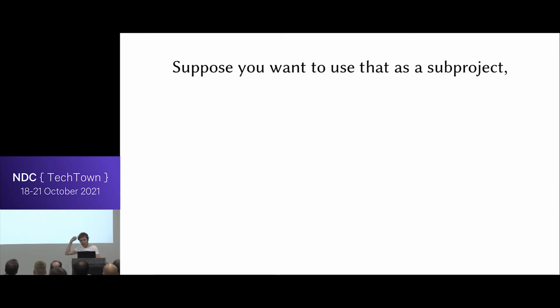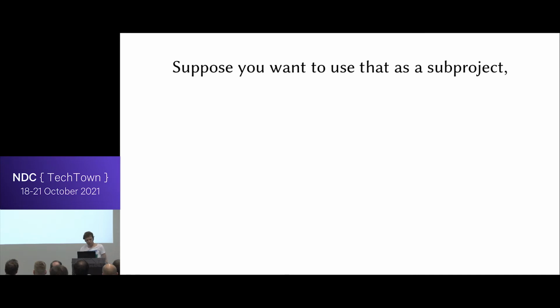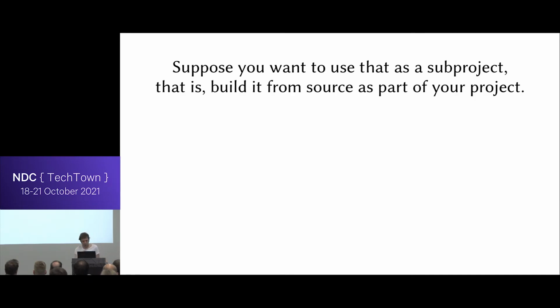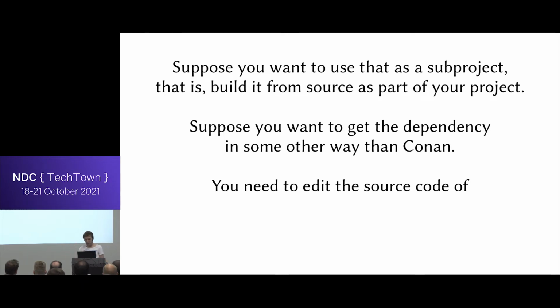But suppose you want to use this thing as a subproject. Let's assume that this is the build definition file as shipped by upstream. Suppose you want to use that as a subproject. Okay, you can do that, build its source as part of your project. And suppose also that you want to get the dependency in some other way than Conan. You have some way of obtaining that. So what do you do then? Then the problem is that you need to edit the source code of the subproject to work within your project. And this is actually extra work that you need to do. And now you have a delta to upstream.